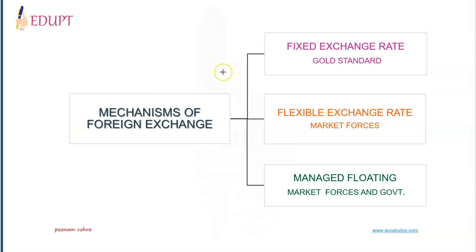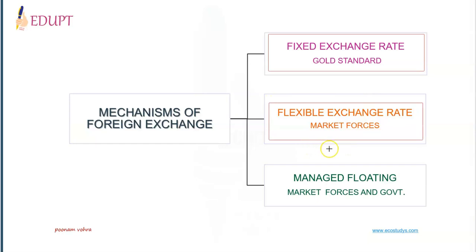The major international monetary systems are: 1. Fixed exchange rate system, which is also termed as gold standard or pegged exchange rate system. Second is flexible exchange rate or floating exchange rate system. And the third is managed floating exchange rate system, where market forces operate but government also intervenes.